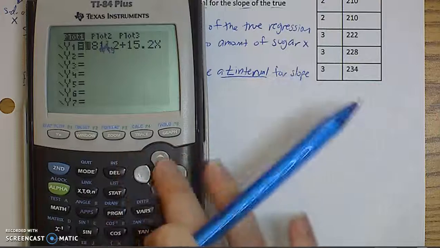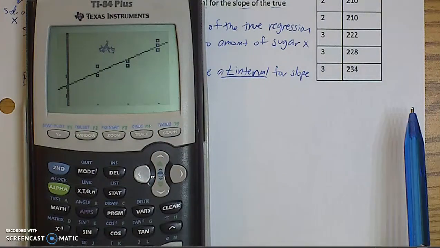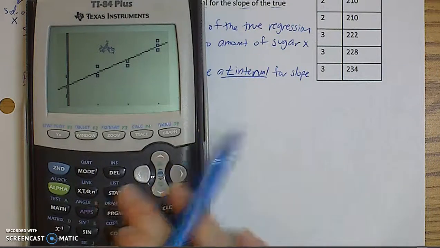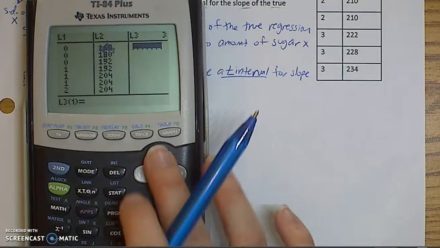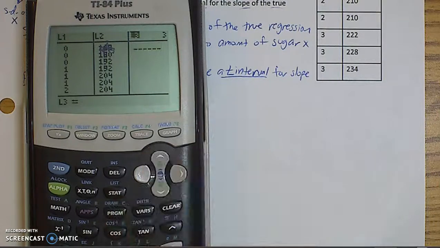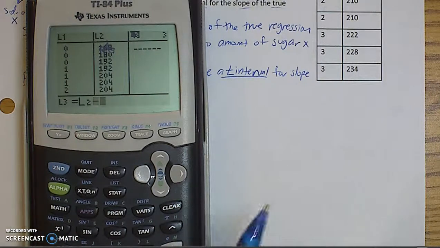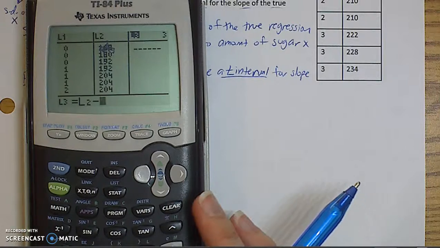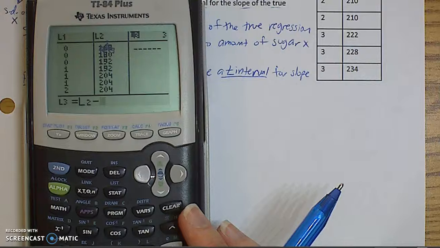So when you would go to graph it, there's that line of best fit with the data. But the reason we did this is because when we do our lists, we want to calculate the residuals. Residuals come from your actual Y values, which are in list 2, minus your predicted ones, which are in not list 1, but you're going to plug that in.